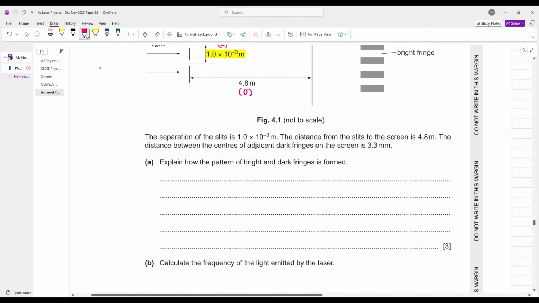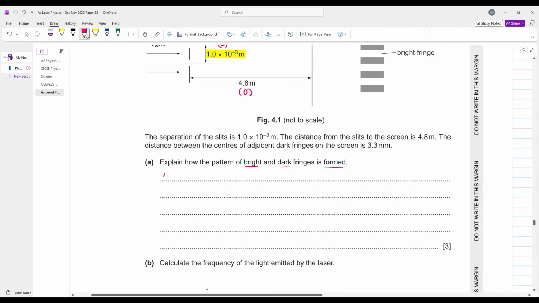Explain how the pattern of bright and dark fringes is formed. बेटा bright and dark fringes किस तरह से form हो रही हैं? Any idea? How will you structure your answer? You will say light is falling on the slits and gets diffracted. Then light superimposes or interferes at the screen to form bright and dark fringes. इसको लिख लो first of all.